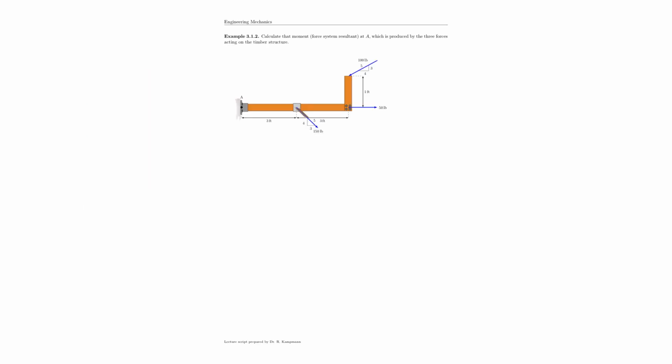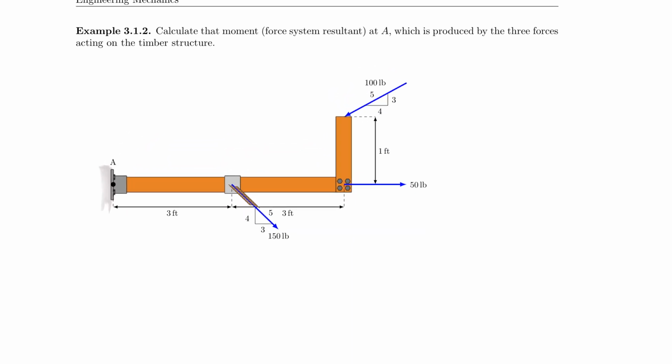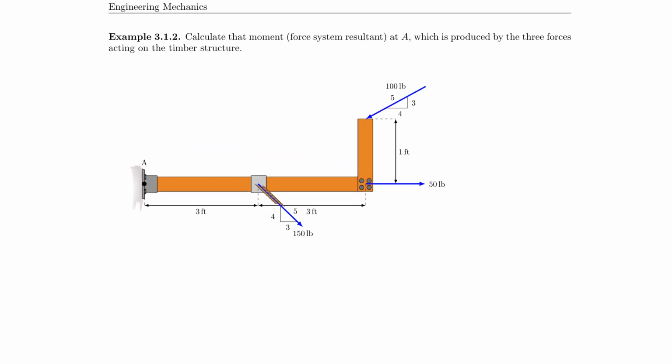Here we go for our second problem about moments in planar systems or 2D systems. So what we have here is a cantilever beam that could be made from wood and has three forces attached. One that pushes down on it, one that pulls on it, and one that pulls or rotates it down. And so now we are asked to calculate the moment at A, so that's this point here, which is produced by these forces.